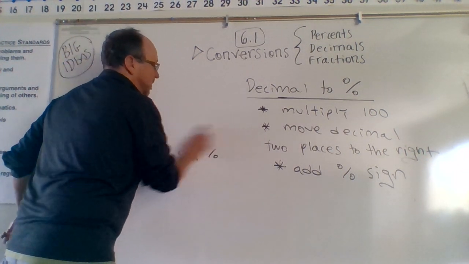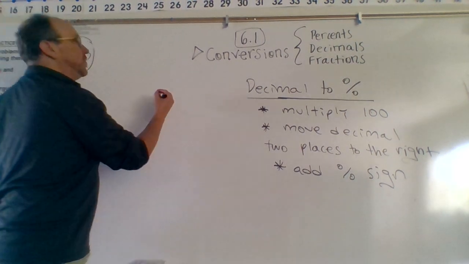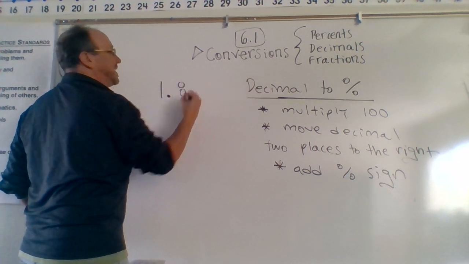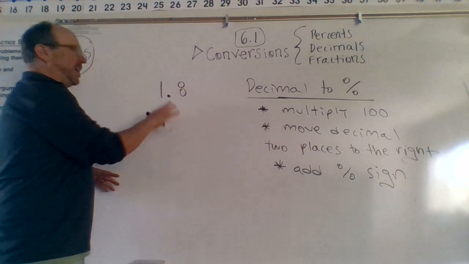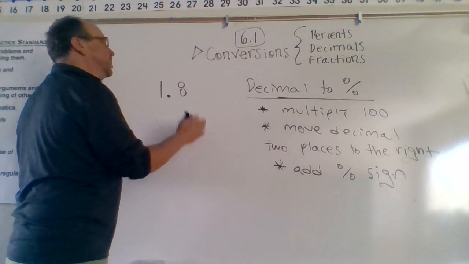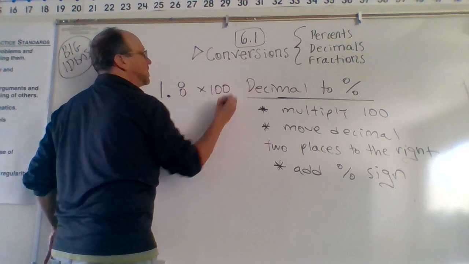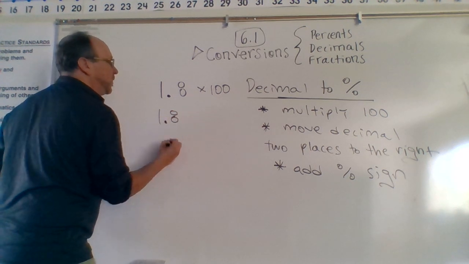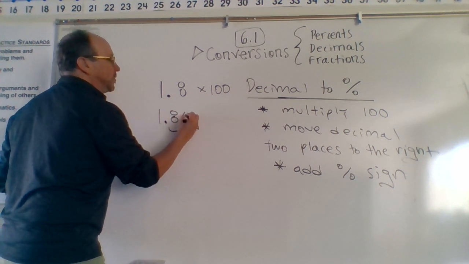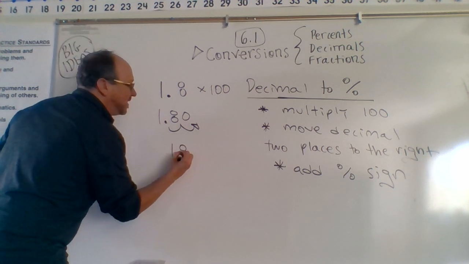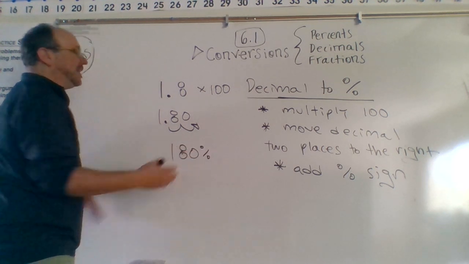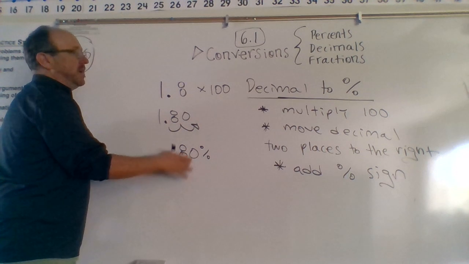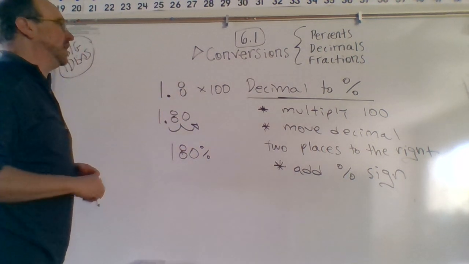So let's look at a slightly different one. If you had 1.8, and we were thinking go to a percentage, it's a little bit different. We're still thinking these steps. We're still thinking multiply by 100, which is to move the decimal two places to the right. So we would need to put in the 0 there. And then we add the percentage sign to 180. So 180%. And that makes sense because this is more than a whole. It's almost 2. So 180%, almost 2 whole things, okay?